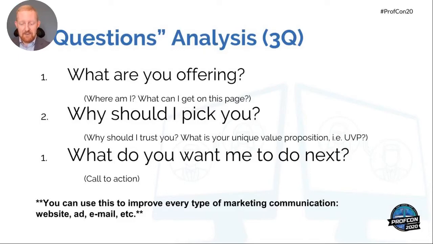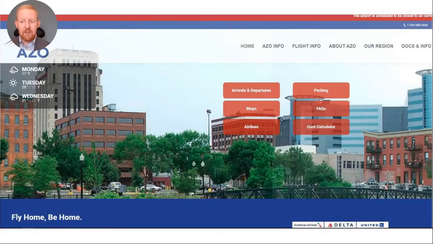I'll give you another example of how this came into play. This is the website for the airport in Kalamazoo. You can find it at flyazo.com. What's fascinating is that I use this example in class and say, okay, students, use the 3 questions analysis on this website. Who are you? What are you offering? Why should I choose you? What do you want me to do next? And the amazing part is that this airport website fails every single one of those.